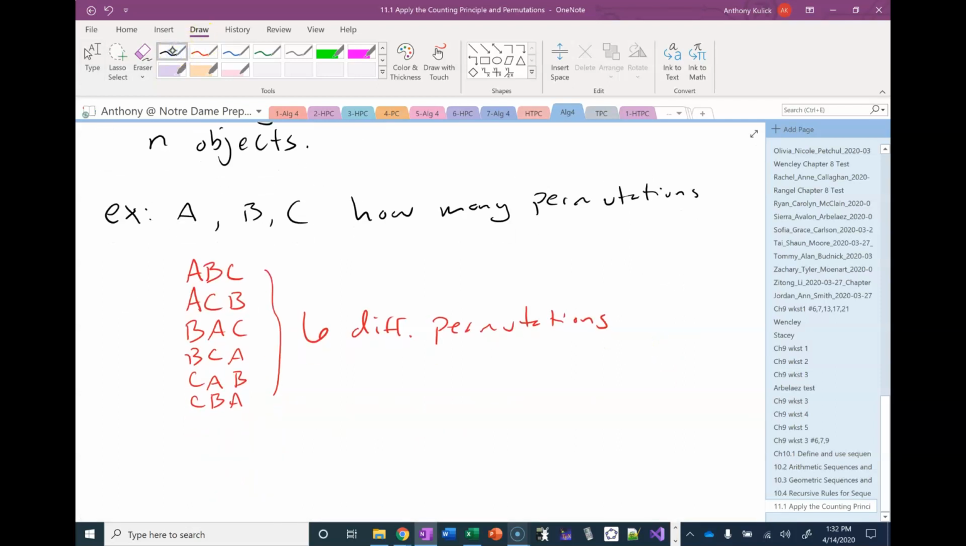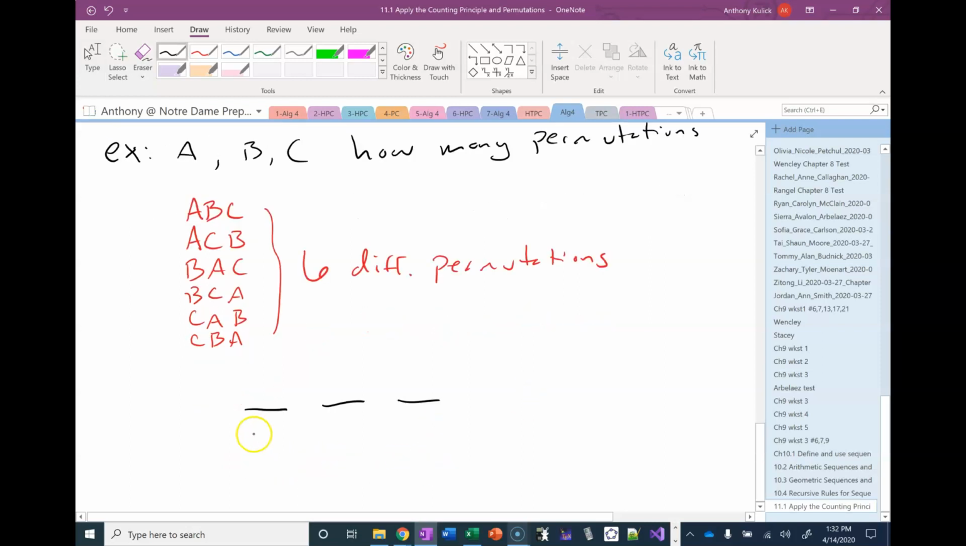Well, it turns out that there's an easier way to think about this. Basically, we have 3 choices to make. We have what letter comes first. So when we do that, we have 3 choices. We could pick A, B, or C.